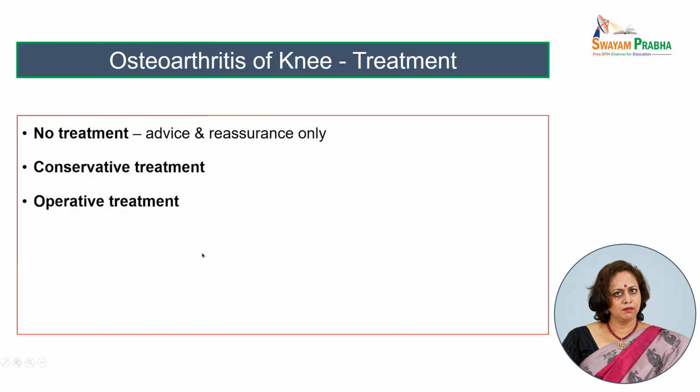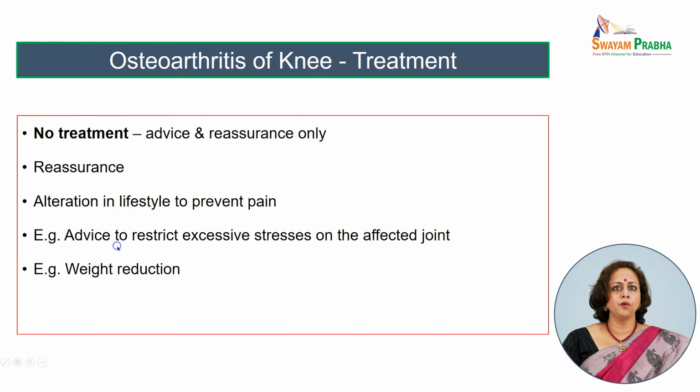How will you treat this osteoarthritis? Now the treatment depends on the severity. So either you will do no treatment, you will only advise the patient, maybe change his lifestyle or reduce his weight, okay, to take away the obesity factor. You will reassure the patient. Or you might say the patient needs conservative treatment, maybe some mild form of analgesia drugs and physiotherapy. Operative treatment is kept as a last resort for severe cases.